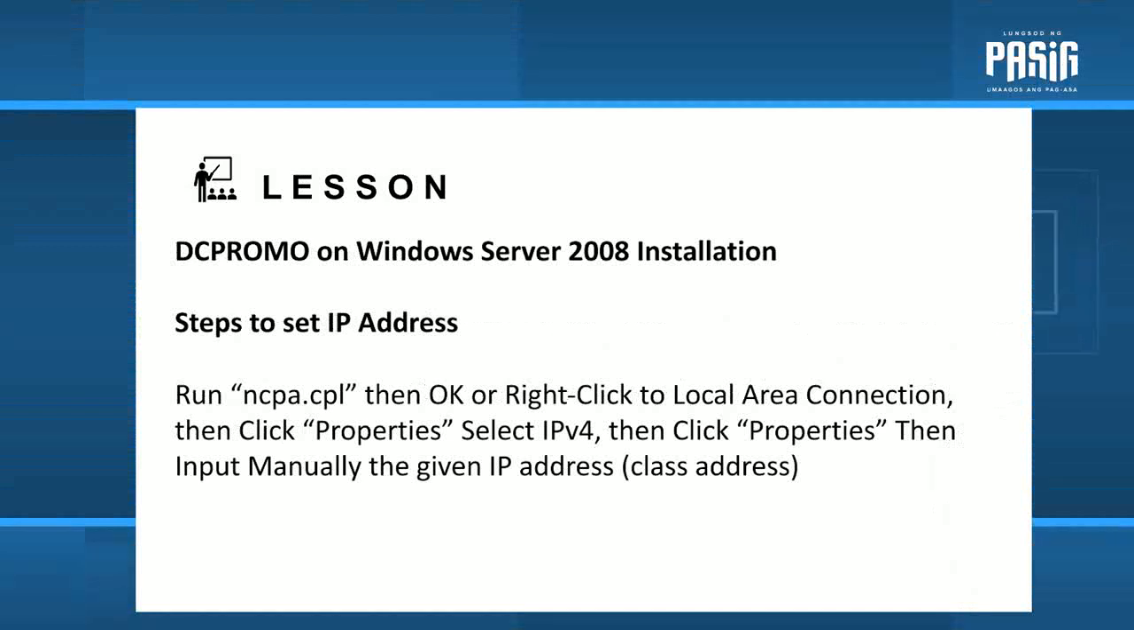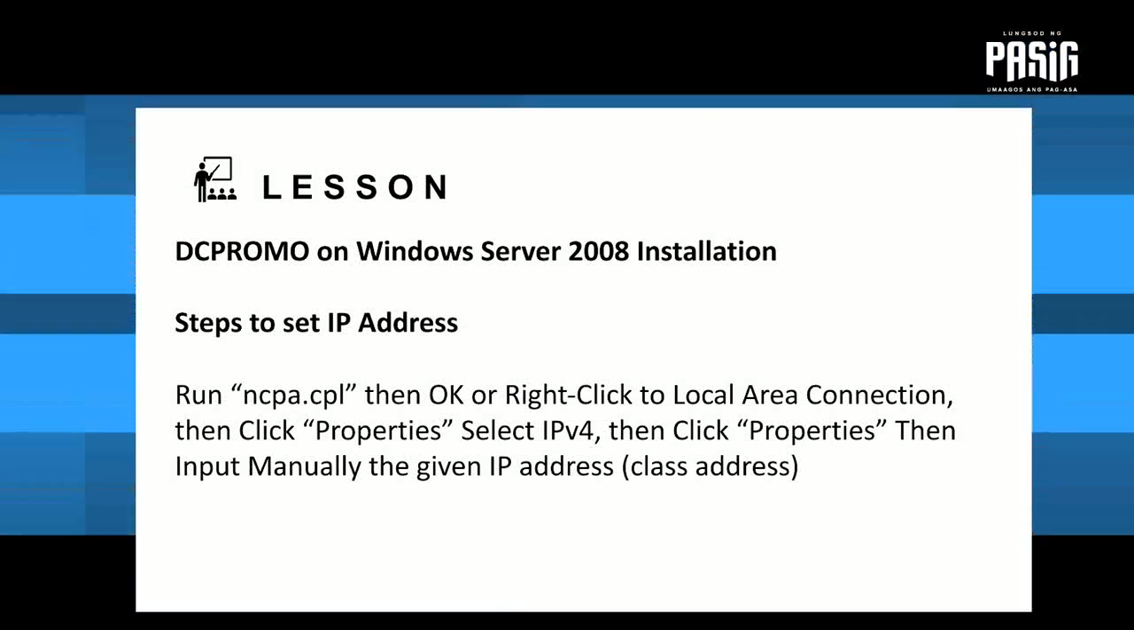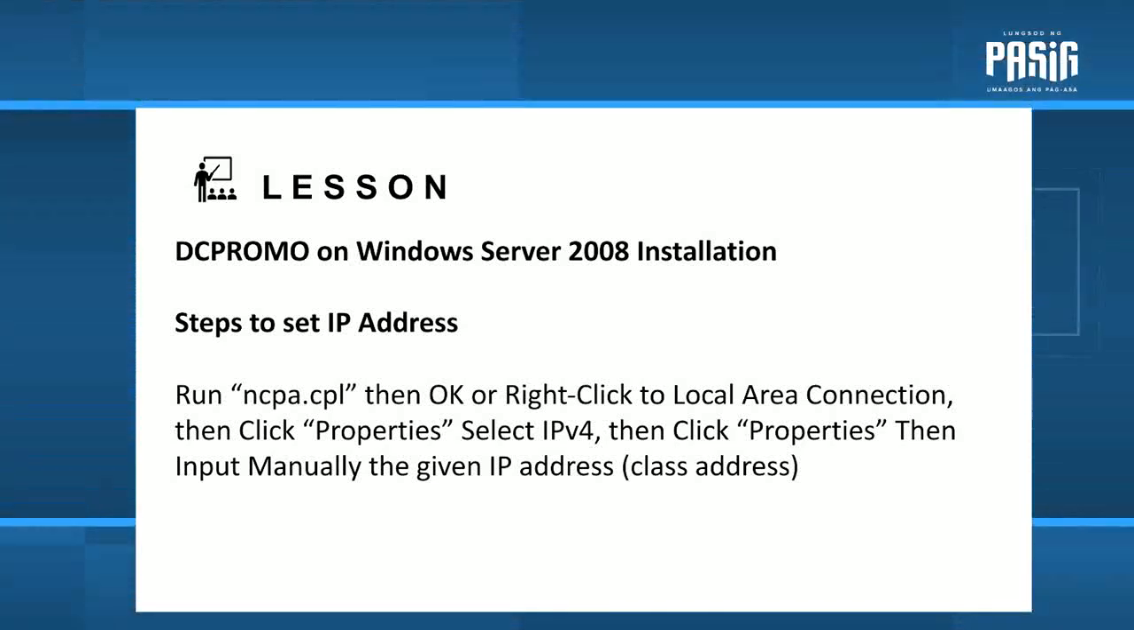DCPromo on Windows Server 2008 installation. Steps to set IP address. Run ncpa.cpl, then click OK or right-click the local area connection. Then click Properties, select IPv4, then click Properties, then input manually the given IP address.